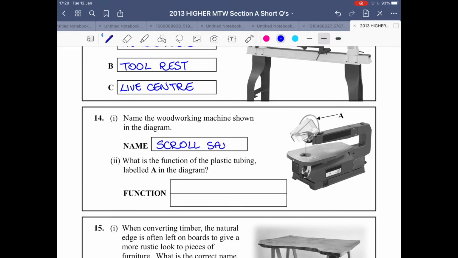Now this is the one you got wrong at Christmas in your test. Name the woodworking machine shown in the diagram. Okay, this is not a bandsaw, this is a scroll saw, okay? And it says, what's the function of the plastic tubing labelled A in the diagram? Well, normally that blows out air, so it keeps the dust that you're generating from the timber off the table of the saw. So it blows it away in order for you to be able to see what you're doing, so it's a safety thing really. So it keeps the table clear of sawdust. And when I say table in this case, I mean that part of the saw that's flat that the timber sits on top of. We call that the table.